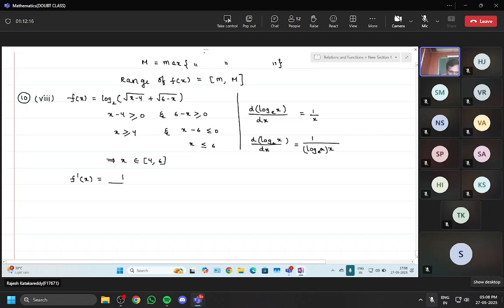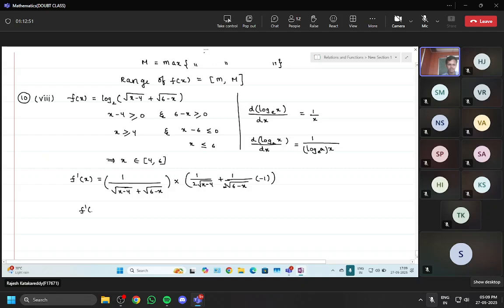1 divided by root x minus 4 plus root 6 minus x, into... Now I'm differentiating inside a square root function, chain rule. If I differentiate, I'll get 1 by 2 root x minus 4, right? Again, plus 1 by root 6 minus x, and there will be a -1 with us. This is the derivative. My intention is not to get this value quickly; we are equating this to 0.